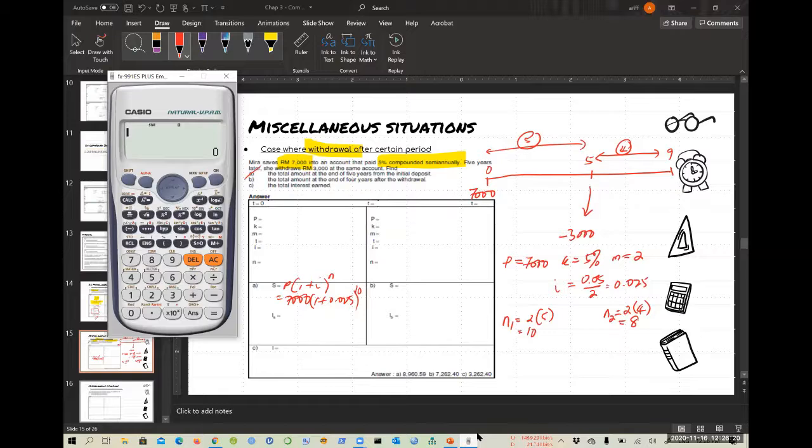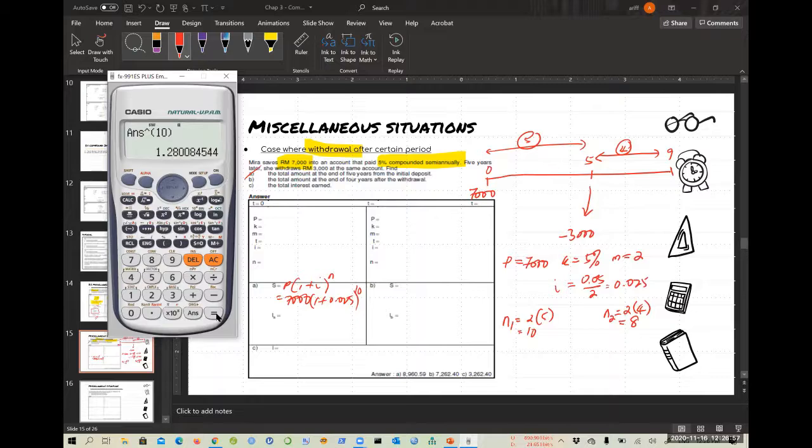So let's calculate this one. So you have 7,000 times (1 plus 0.025) to the power of 10. So I will calculate the inside of the bracket first. So that is 1 plus 0.025. So this gives you 1.025, and then take it to the power of 10.